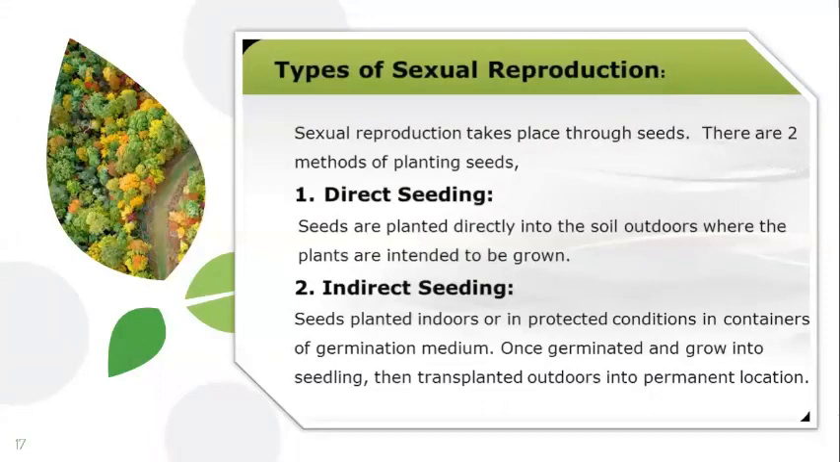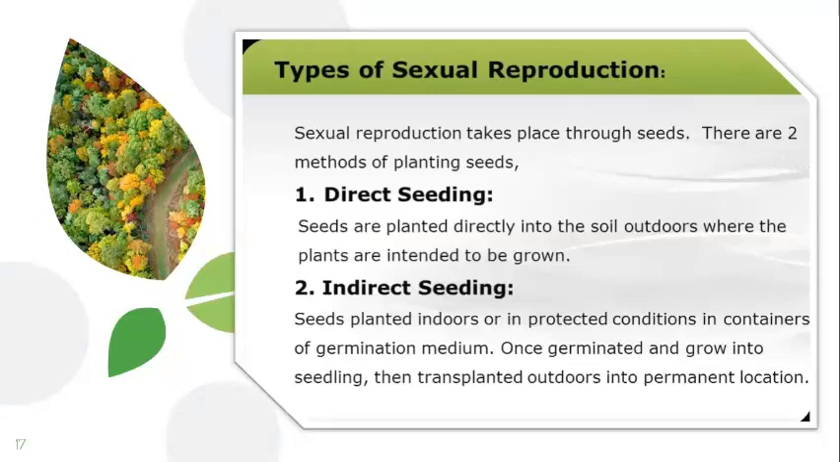Another thing that you must be aware of is the reproduction of plants. Sexual reproduction takes place through seeds. There are two methods of planting seeds. One is direct seeding or direct planting. Seeds are planted directly into the soil outdoors where the plants are intended to be grown.